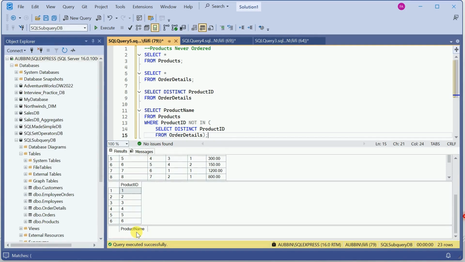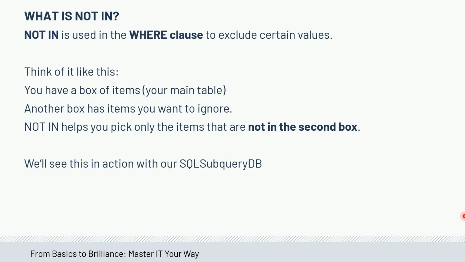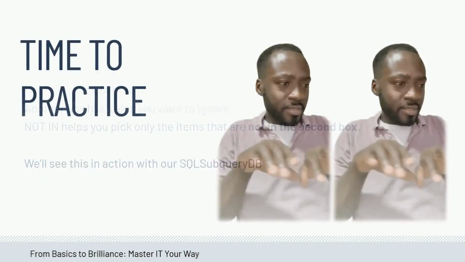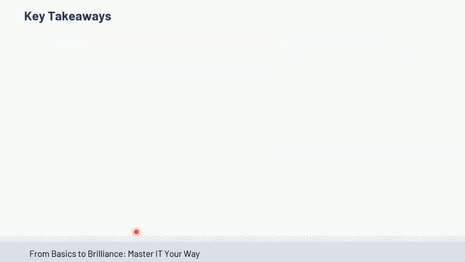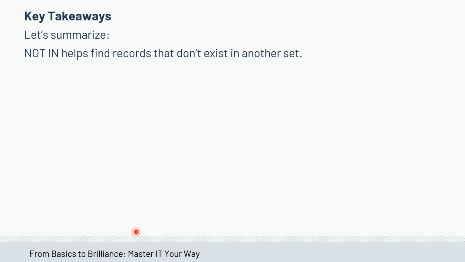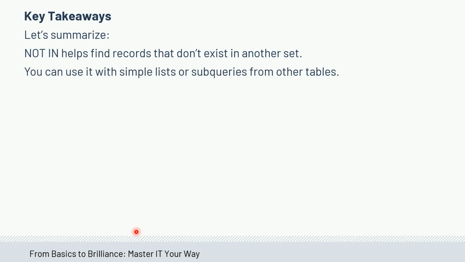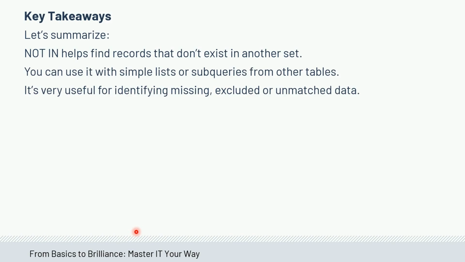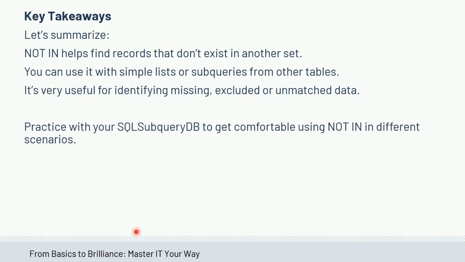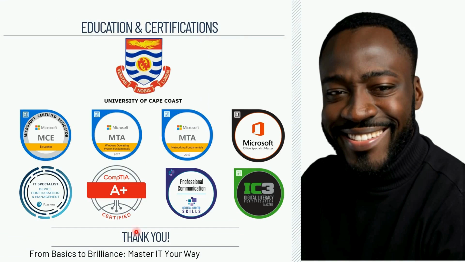Well done. And I will encourage you to keep practicing. Okay, so these are key takeaways. Let's summarize. The NOT IN helps find records that don't exist in another set, and you can use it with simple lists or subqueries from other tables. It's very useful for identifying missing, excluded, or unmatched data. Practice with your SQL subquery database to get comfortable using NOT IN in different scenarios. Well done and keep practicing.